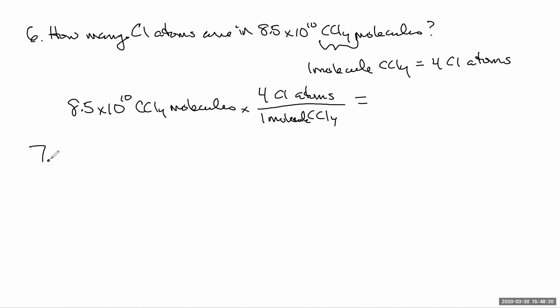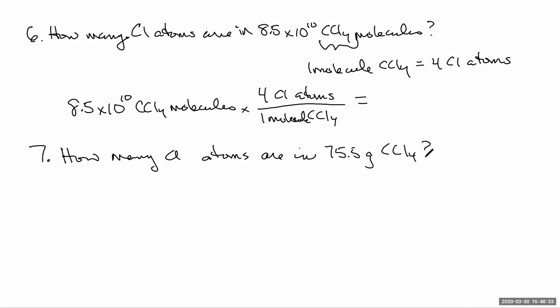Last problem I wanted to do with you is a little bit longer. How many chlorine atoms are in 75.5 grams of carbon tetrachloride? Now this one's going to take all of the steps combined together. We need to know how to get rid of grams. And remember, the only way to get rid of grams is to use a molar mass. So we're going to need to use that 1 mole of carbon tetrachloride is 154 grams. Its molar mass.